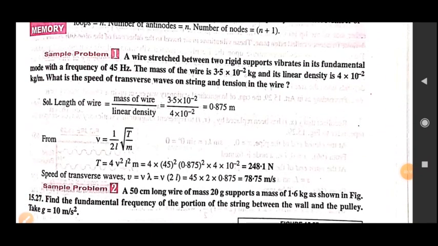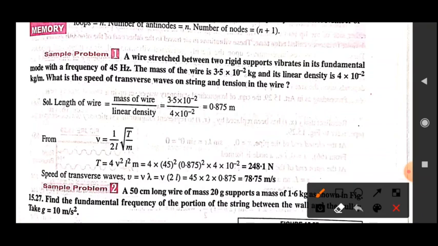Next, you can see some sample problems based on the standing wave that we have just discussed. A wire stretched between two rigid supports vibrates in its fundamental mode with a frequency of 45 Hz. The mass of the wire is 3.5 into 10 power minus 2 kg and the linear density is as given. What will be the speed of the transverse wave on the string and the tension of the wire? You can calculate the length of the wire using mass of the wire upon linear density. As linear density is mass per unit length, you can use that formula, and all other things are given, so we can calculate the length.